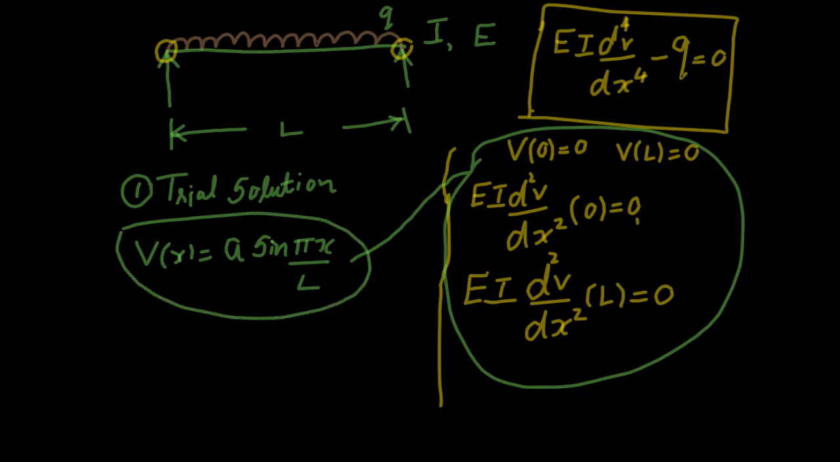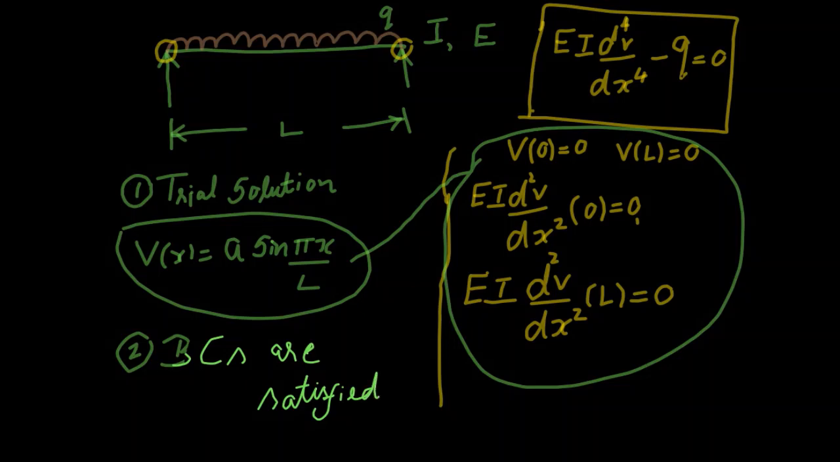Okay, the second step. We know that it is satisfying the boundary conditions. So the second step is we found that the boundary conditions, BC, are satisfied. So that is step number 2. And let me do the third step.